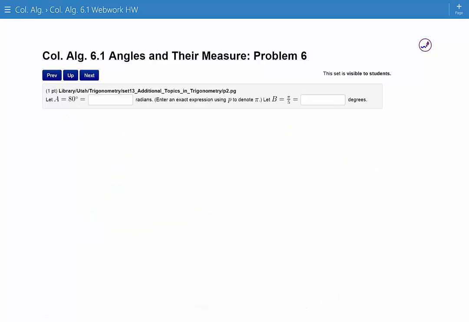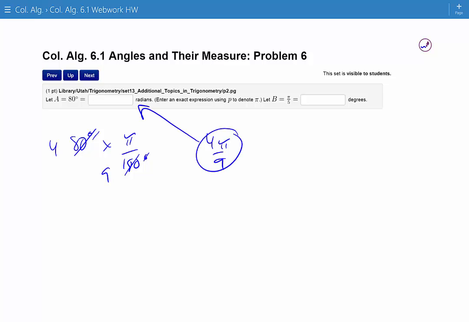Next problem is another conversion one. We're taking 80 degrees. We're going to multiply by pi over 180. That's how we convert. And we can simplify this. 20 goes into 80 4 times, and 20 goes into 180 9 times. So it's going to be 4 pi over 9 if you want to simplify it. But that there is p for pi. And then to go the other way around, we take this pi over 5 right here and multiply by 180 over pi the other way around, so the pi's cancel.